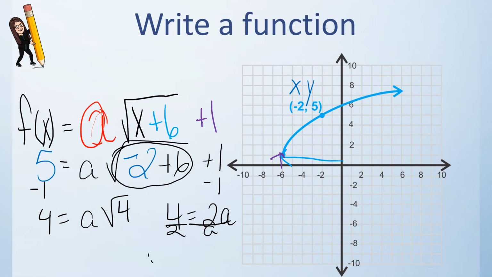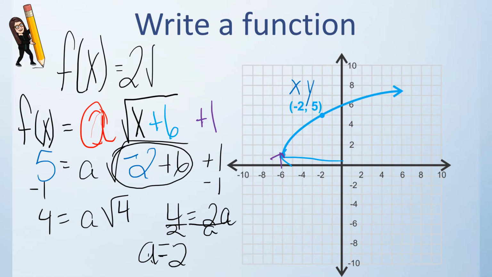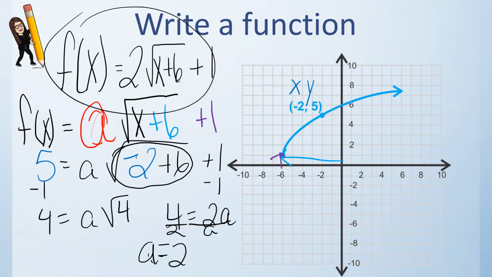So let's write our final function, right? Finding the a value is just part of your work. My final function, f of x equals 2 square root of x plus 6 with a +1 on the outside.